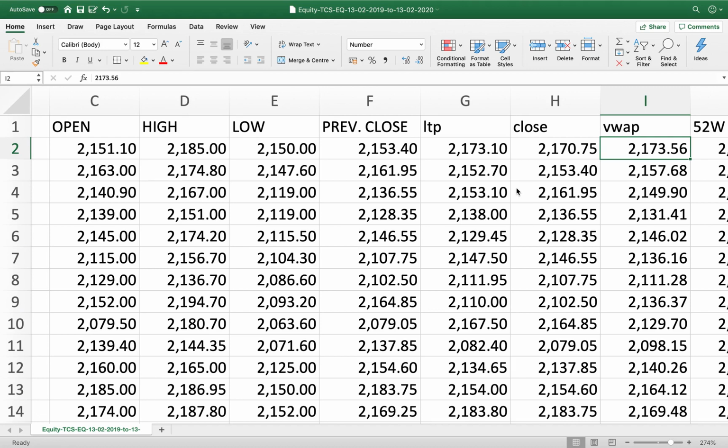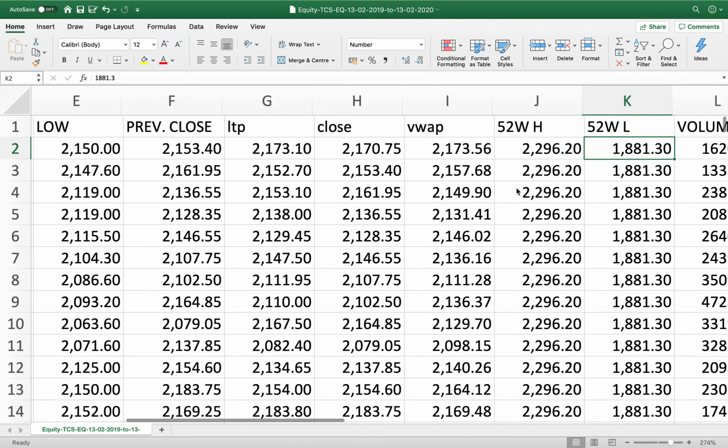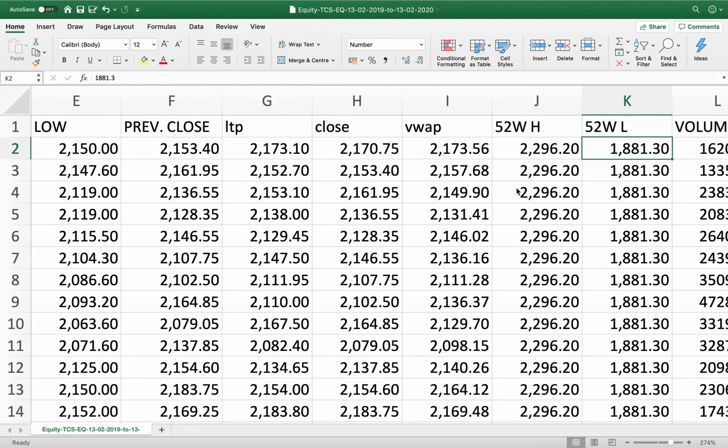So VWAP, they explain that to you also. Then they show you 52-week high, 52-week low. By the way, in later chapters, I'm going to explain in the trading classes how to use VWAP, how to use this understanding of LTP and close price.